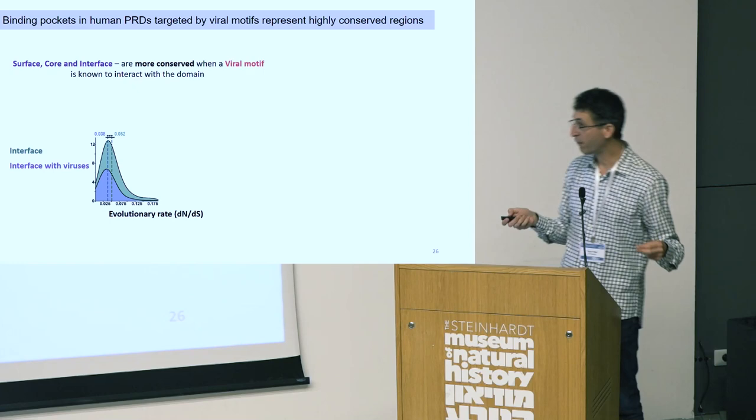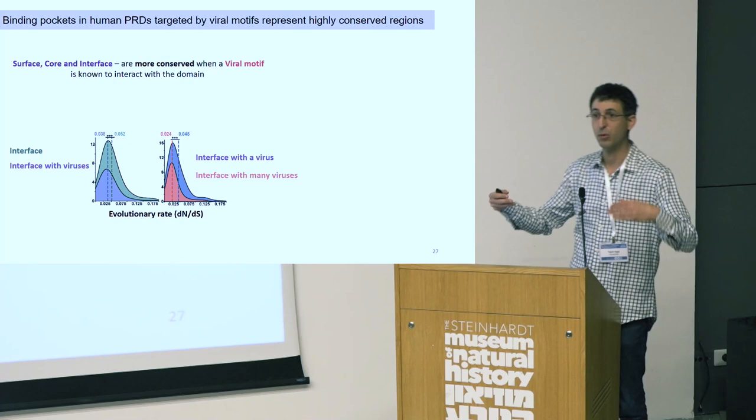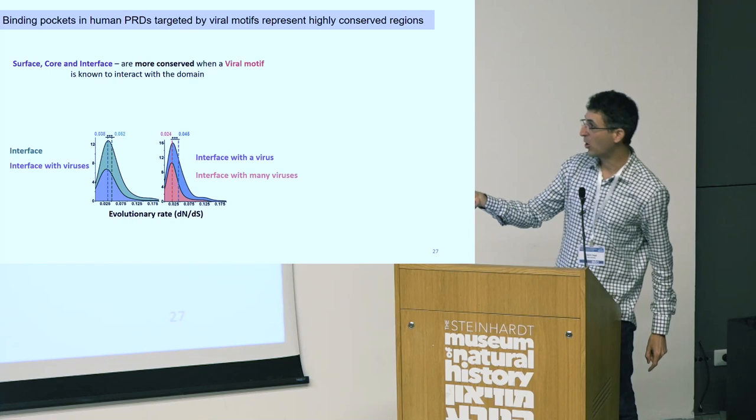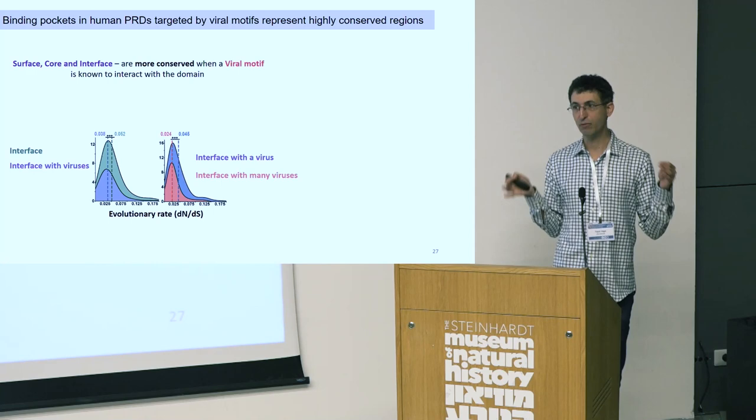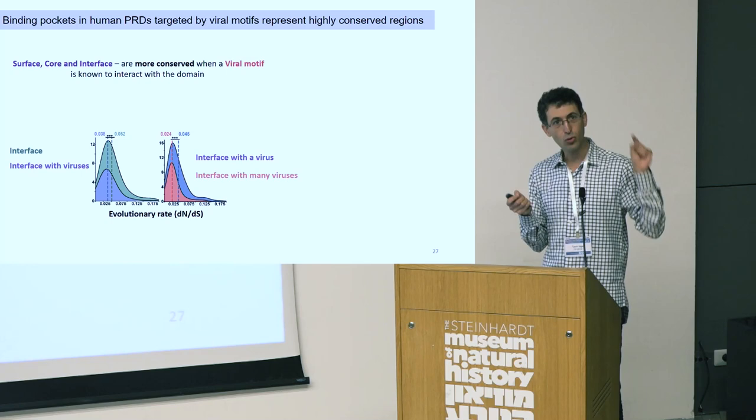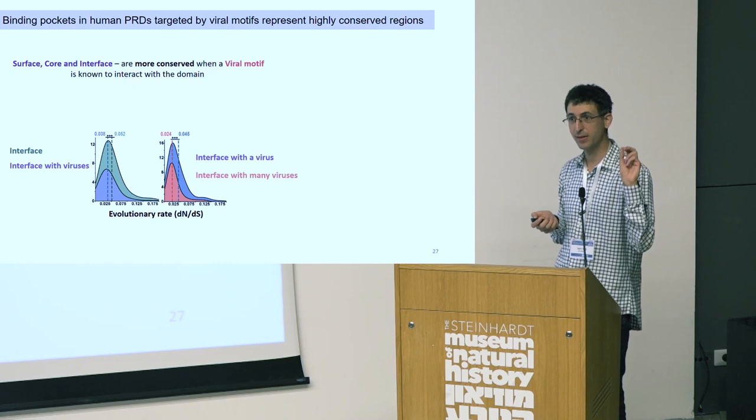And if we divide these into those that interact with one viral motif or with motifs from several viruses, the interfaces that are bound by several unrelated viruses are even more conserved. So basically, viruses evolved to interact with an extremely conserved subset of the human proteome and to target extremely conserved binding grooves. Okay, so this is a bit dirty, right, what they are doing.